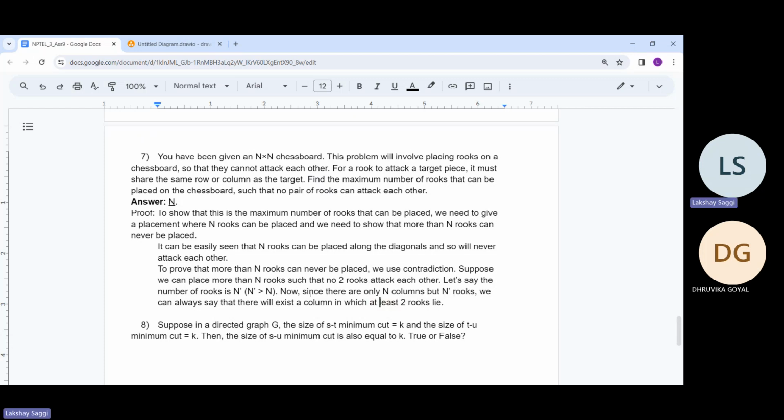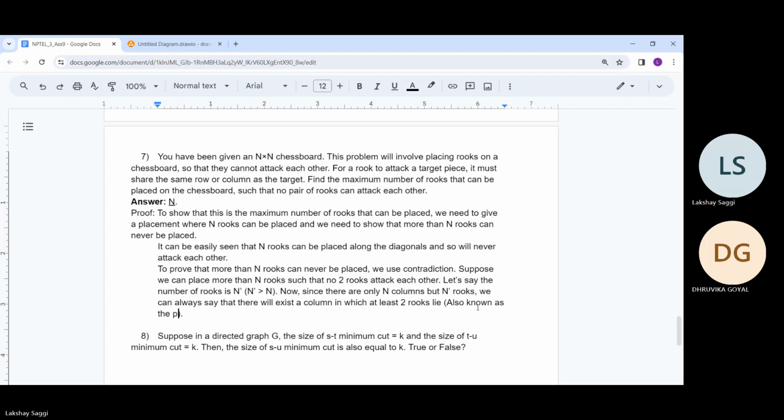This is because if in every column only one rook was present, there cannot be more than n rooks. Because there are n columns, with one rook in every column there can be n rooks. But we have n prime rooks, which is greater than n. So there will be a column in which at least two rooks lie. This is also called the pigeonhole principle, if we have heard about it. Otherwise, this is straightforward and easy to see from logic also. But it is a very cool principle. You can study about it.